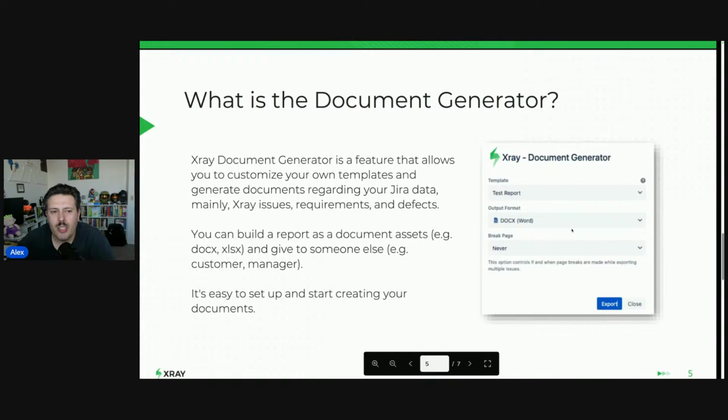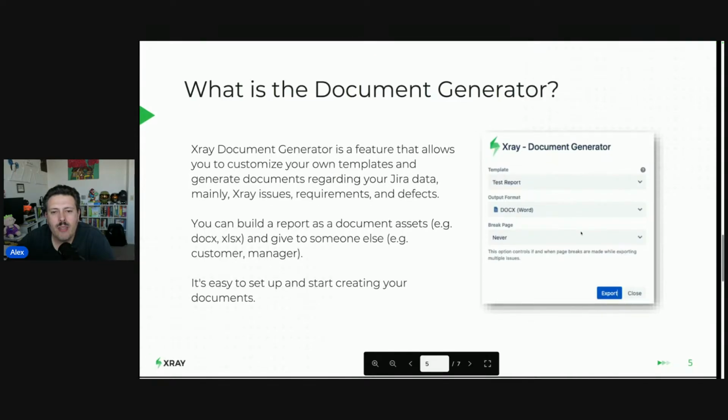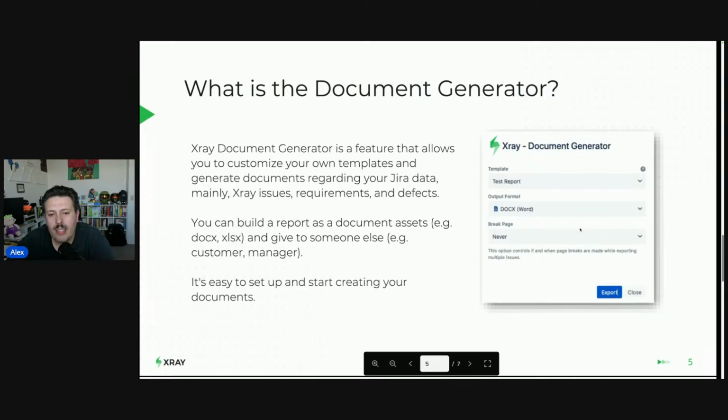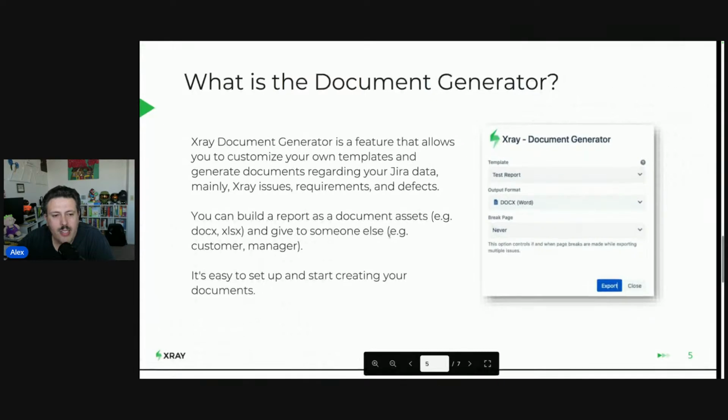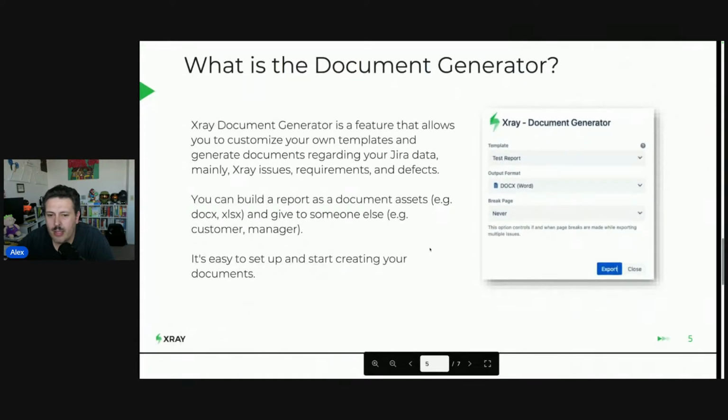What is the document generator? So Xray document generator is a feature that allows you to customize your own templates and generate documents regarding your Jira data, mainly Xray issues, requirements, and defects. You can build a report as a document asset and give it to someone else, like a customer or a manager. It's easy to set up and start creating your own documents.